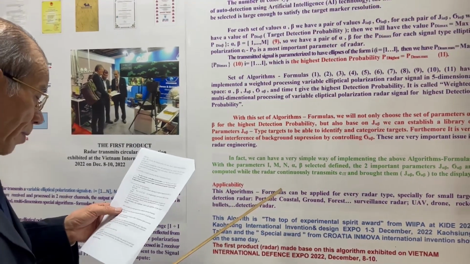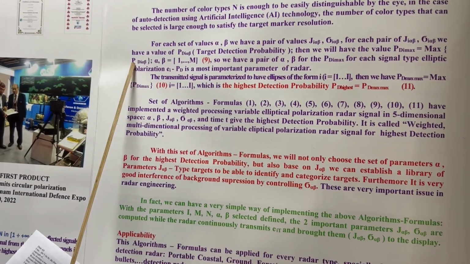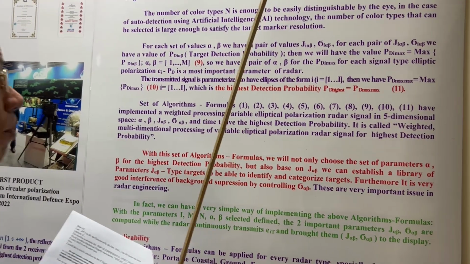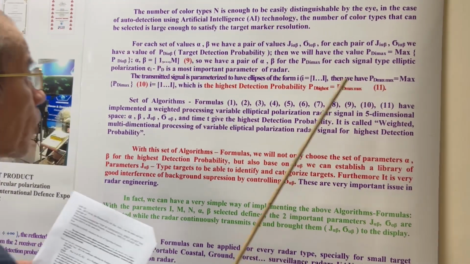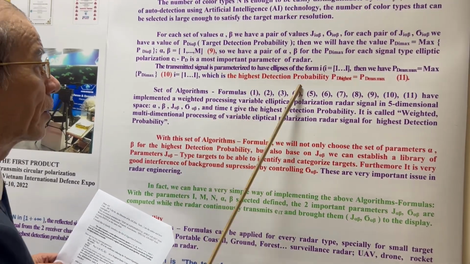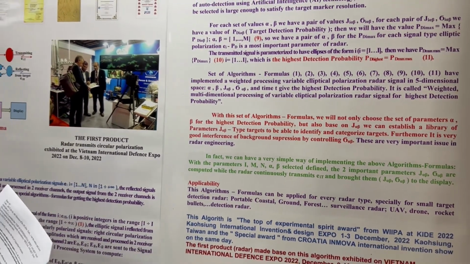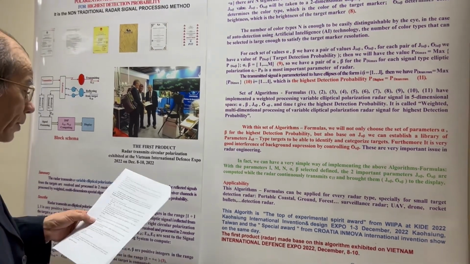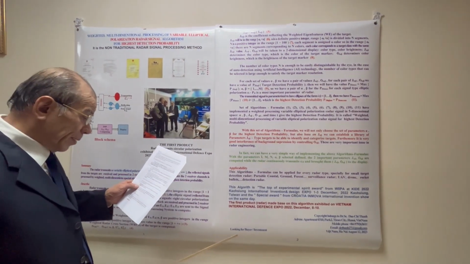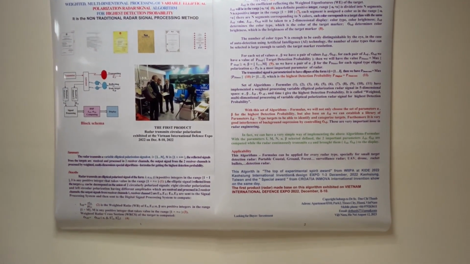After a variable cycle of elliptical signal, we have the maximum detection probability. After some cycles, you have a maximum detection probability. This one is called the highest detection probability. So you get the maximum. This is the highest detection probability. For more detailed mathematical formulas defining the 5-dimensional signal processing, please find them in the full description. It is a full description.